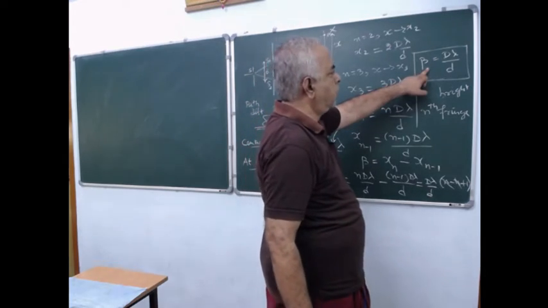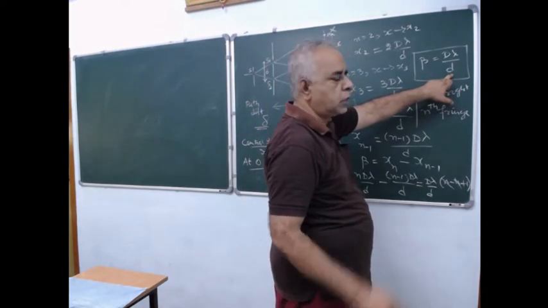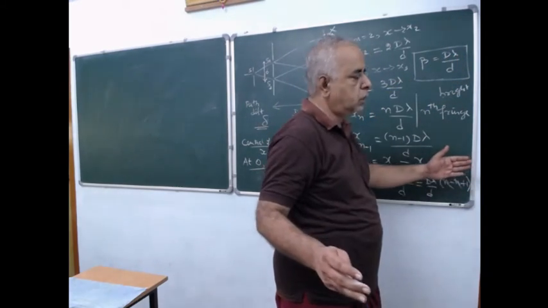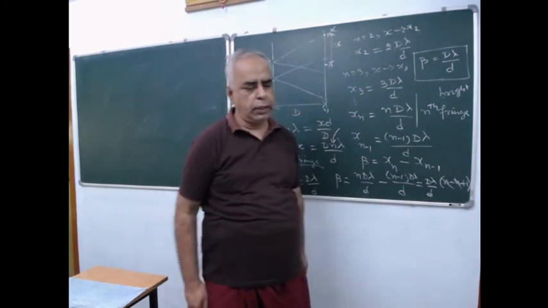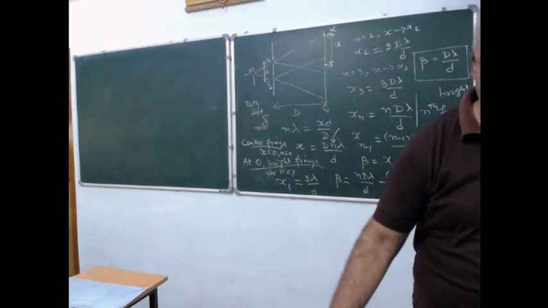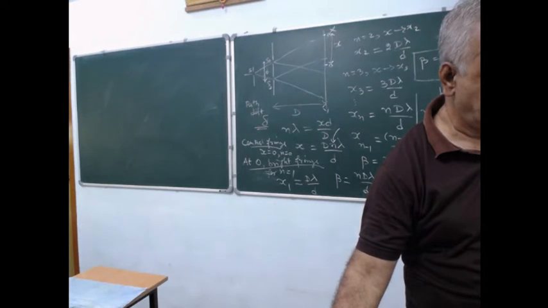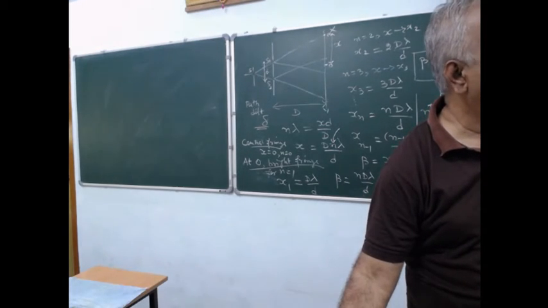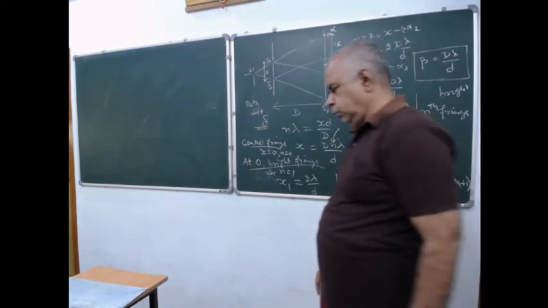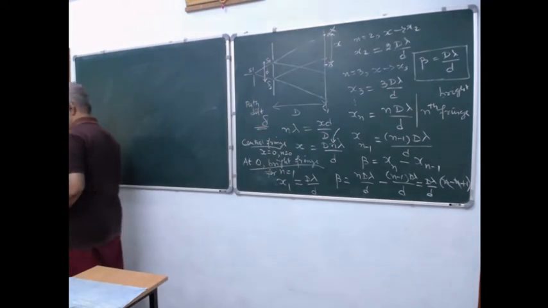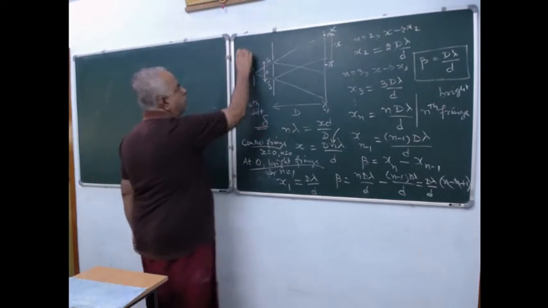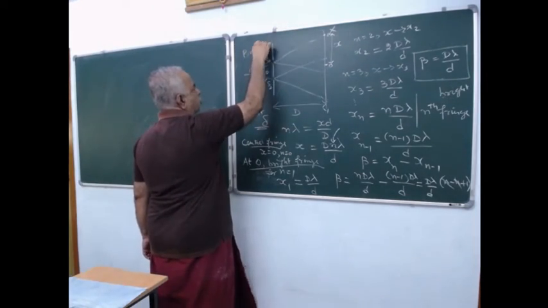And that is why we are able to get better bright fringe by decreasing the distance between the coherent sources, by increasing the wavelength, by increasing the distance between the screen and the coherent sources. Is it clear? Please take down. Shall I proceed? Right. Now, this is for bright fringe.